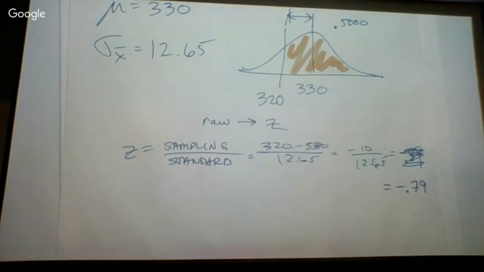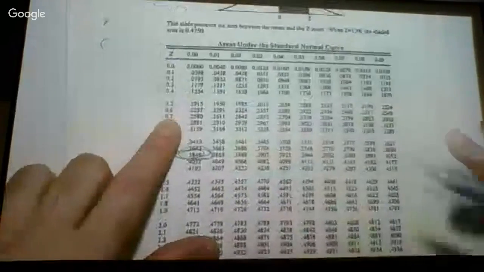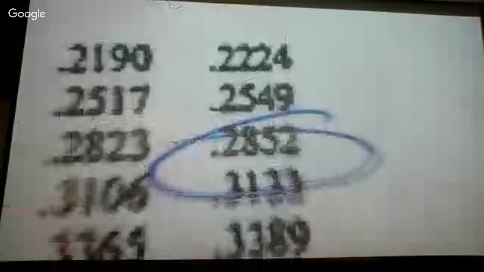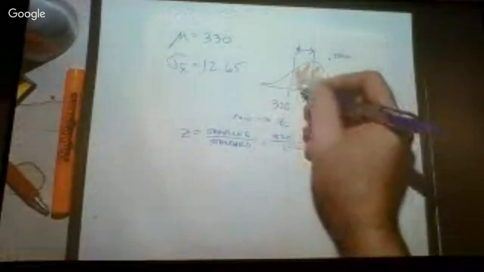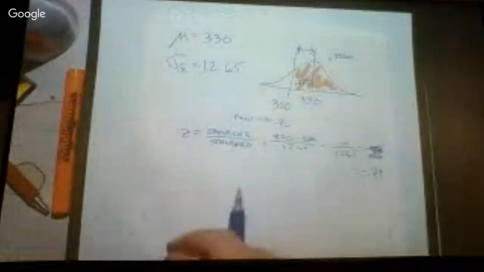Z is negative 0.79, which gets me an area of 0.2852. So the answer to 35 should be something around 78%, 79%. 35 down.